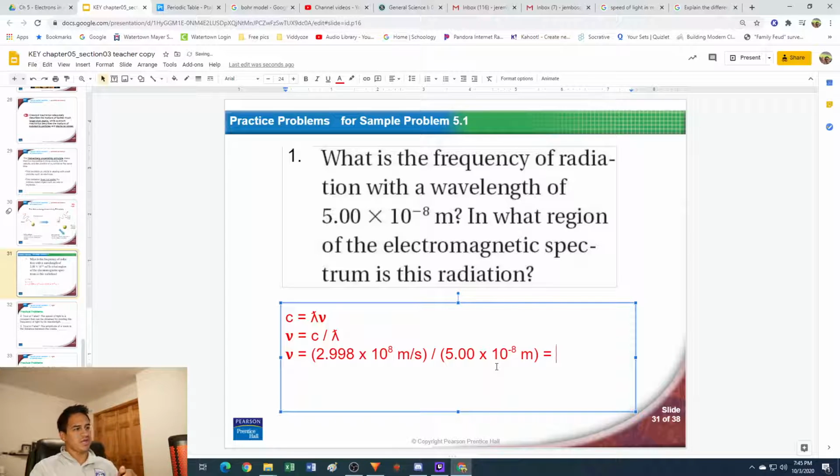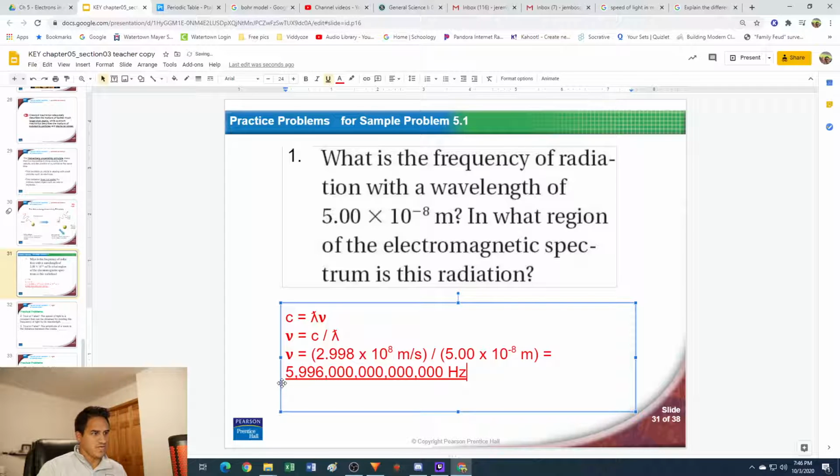Equals, so let's do this out on a calculator and figure out what we have. We have 2.998 times 10 to the 8th divided by 5.00 times 10 to the negative 8th equals, all right, so we have a really big number, and I'm going to write it down below here. We'll write it out normally, and then we'll put it in scientific notation. So 5996, and then 12 digits. This will be in hertz. This is our frequency.